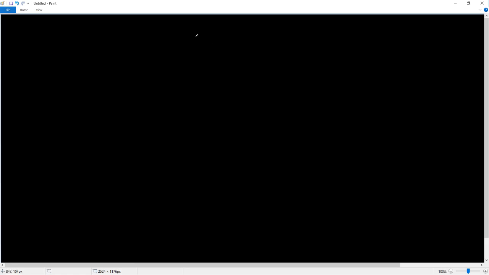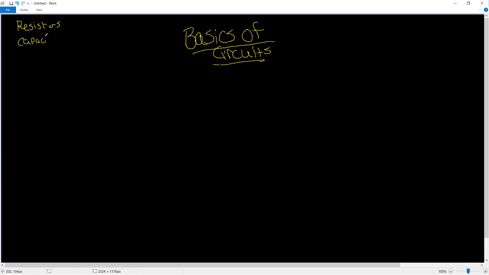Today I'm going to be talking to you guys about just the basics of electronic circuits. It's just going to cover and touch base on basically the basics of resistors, capacitors, and inductors in series and parallel. Super simple. So the first thing we're going to talk about is the humble resistor.